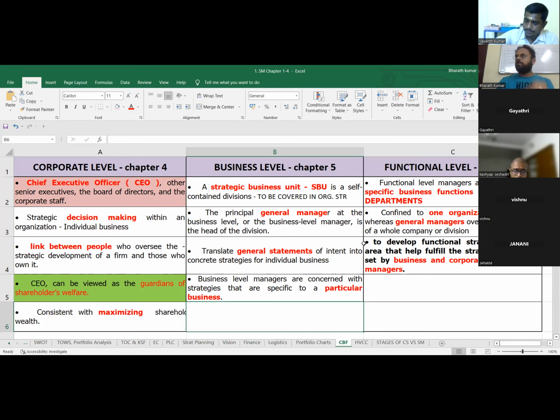Corporate level is chapter number 4. Business level is chapter number 5. Functional level is chapter number 6. I hope I am clear. We have already done this in one-liners. So what are you writing? Write: strategic levels in organization, CBF, refer one-liners sheet. Close. Are you clear?